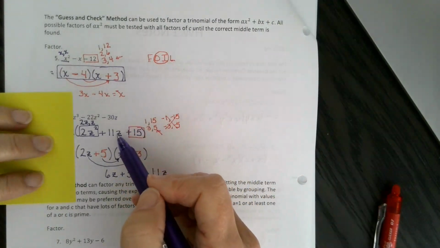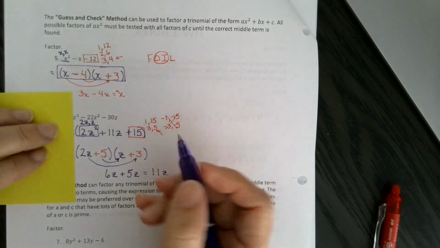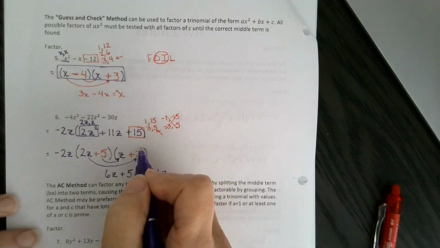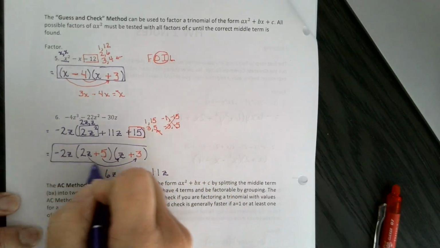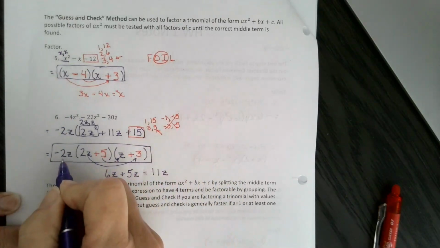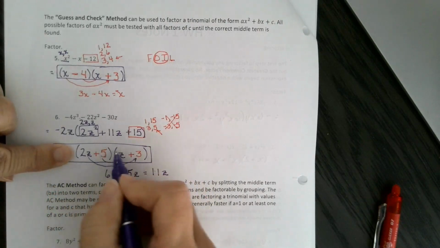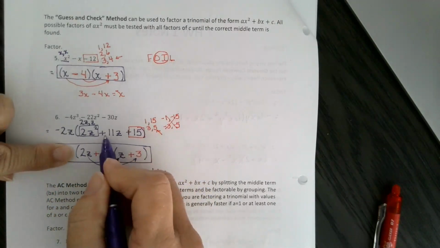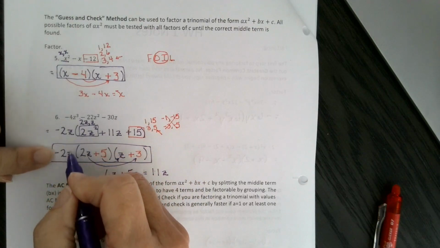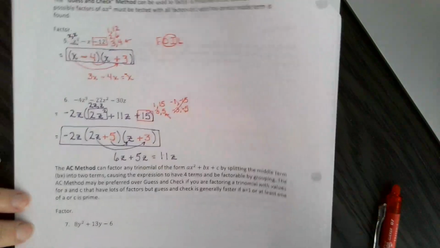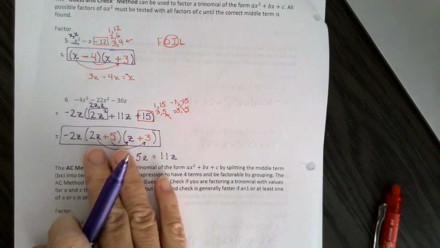So, and that's what we wanted right here. Now, this whole thing is my answer. The whole thing. You cannot forget about that, because if you only had this, it only gives you this part here. In order to get this, you have to have that as well, or negative 2z. Okay, that's the guess and check.